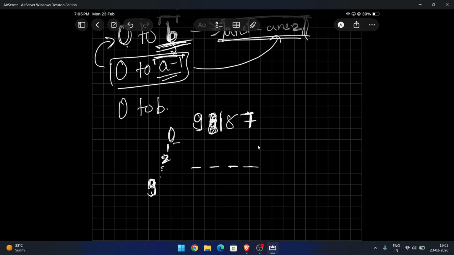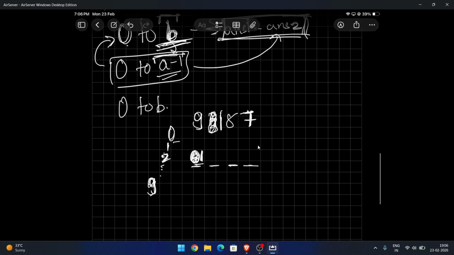So let's see if I put 0 here. Let's suppose, what if I put 1 here? Now you will see that as this is 1, no matter which digit I put here, every digit is valid.